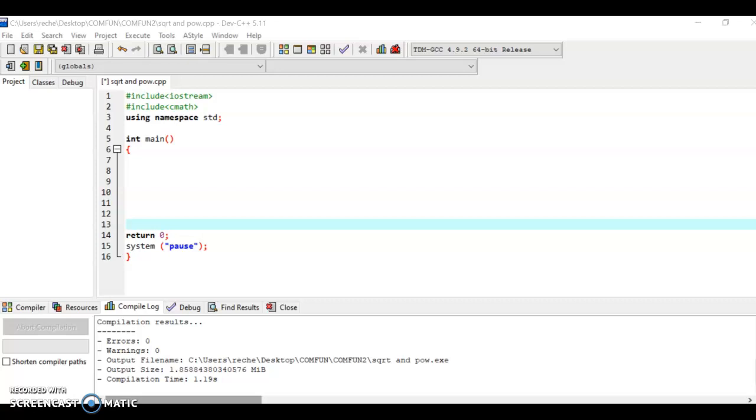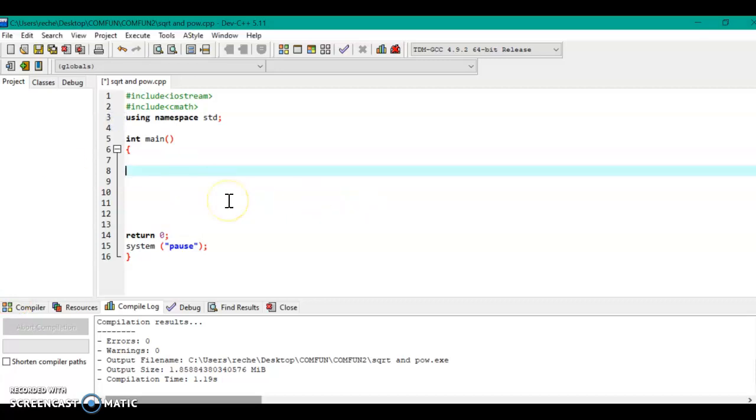So for this video tutorial, we're going to be using square root and power function for our programming. Okay, now maybe we would like to ask our user to... welcome to programming 101. Okay, please enter the values for integers a and b.